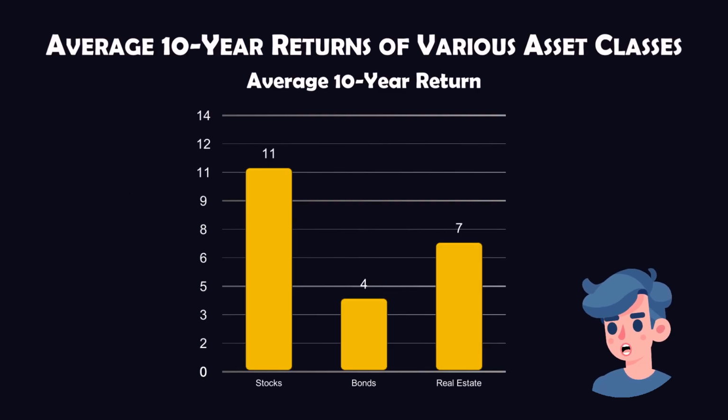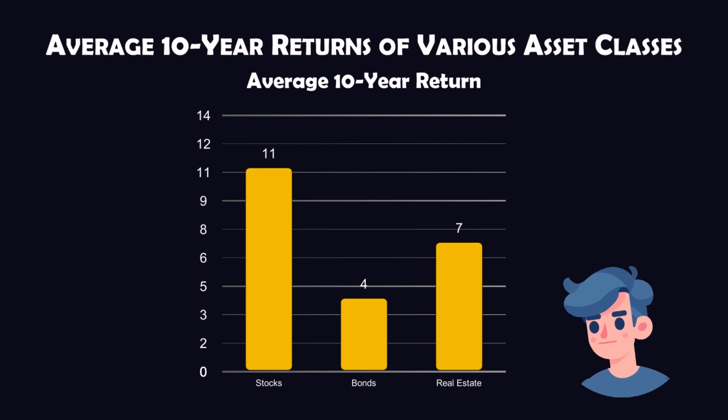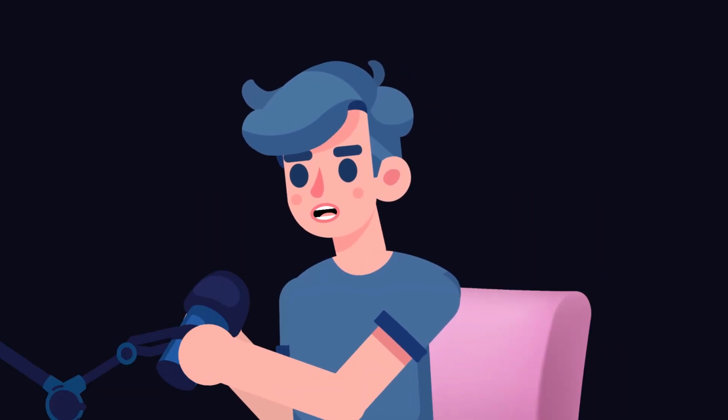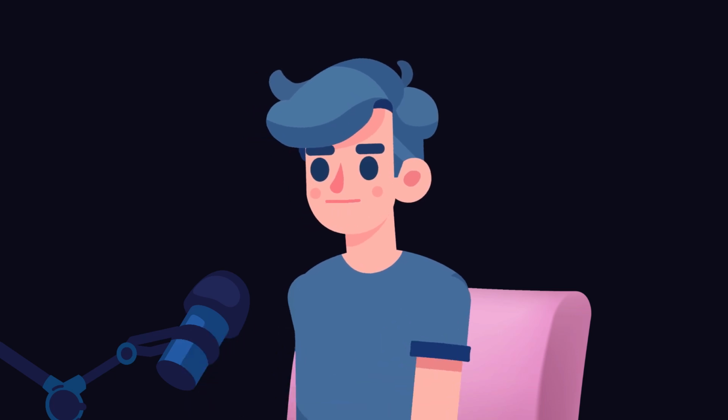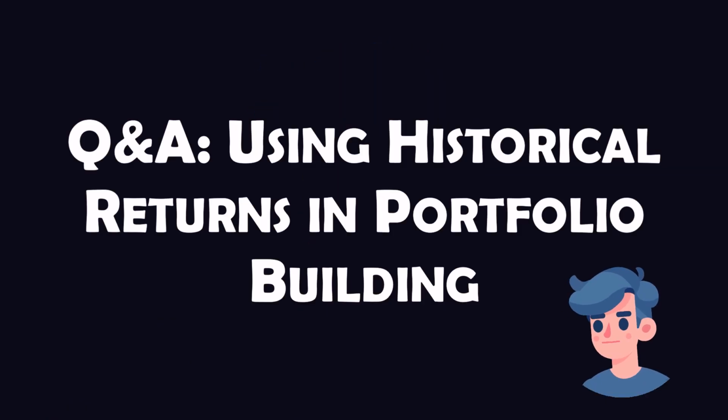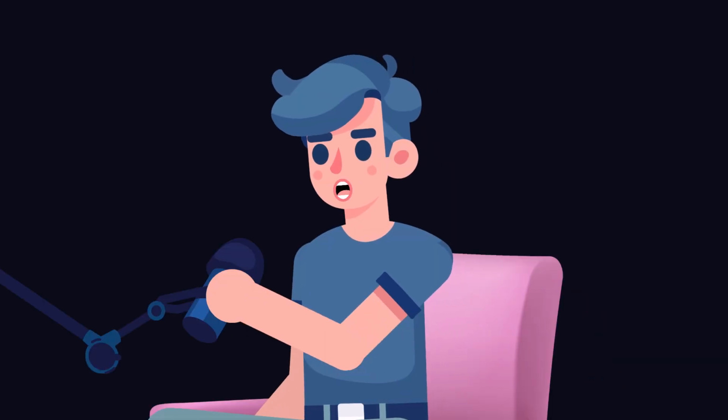Let's compare the 10-year historical returns of stocks, bonds, and real estate. As you can see, stocks generally offer higher returns compared to bonds and real estate, but they also come with higher risk. Let's take a moment to answer a frequently asked question. How should I use historical returns to build my portfolio?